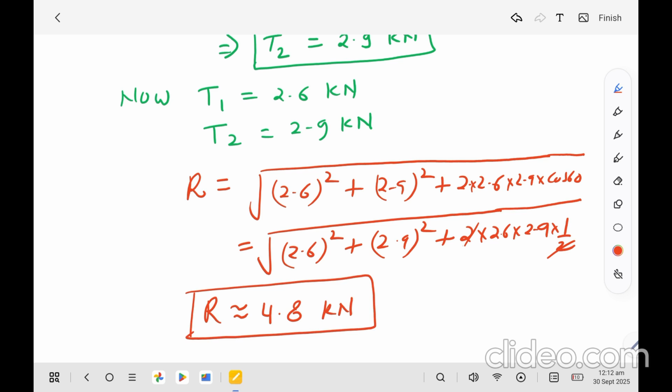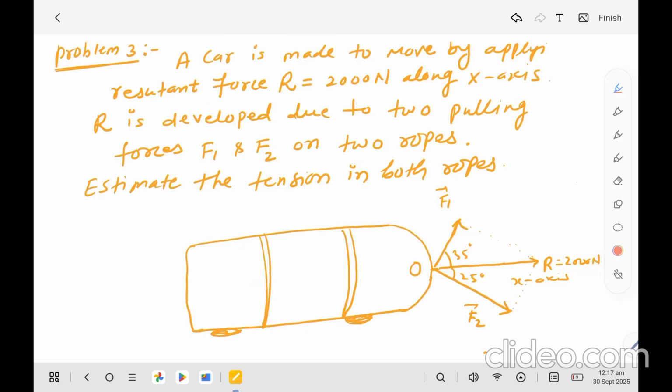Okay, so we can use the law of the parallelogram to solve two force problem. So now let's discuss problem number 3. So I read the problem. A car is made to move by applying resultant force R of 200 Newton along the x-axis, and this R is developed due to two pulling forces F1 and F2 on two ropes. Estimate the tension in both ropes.